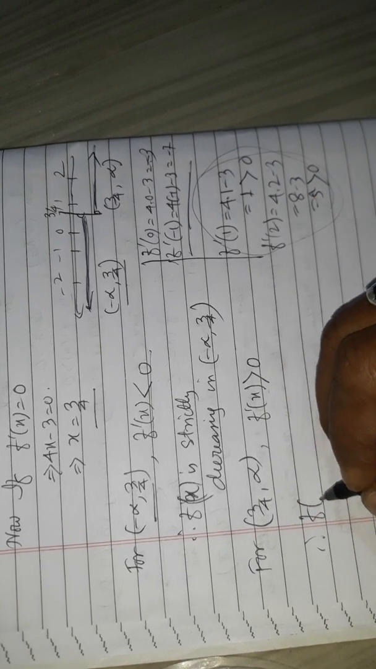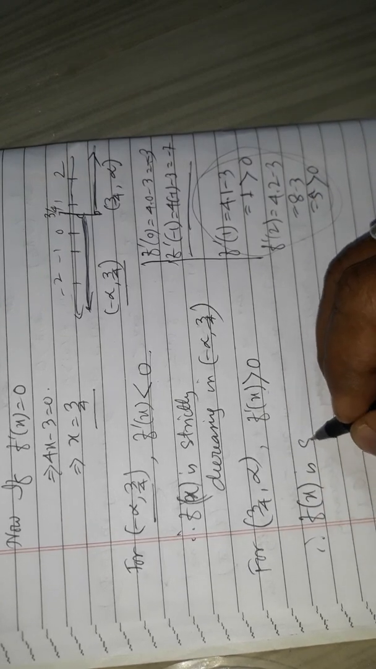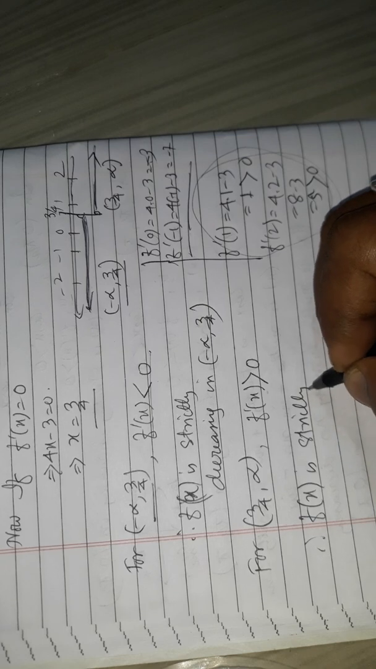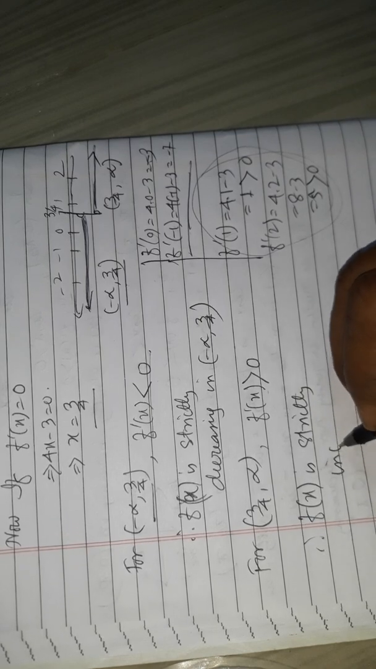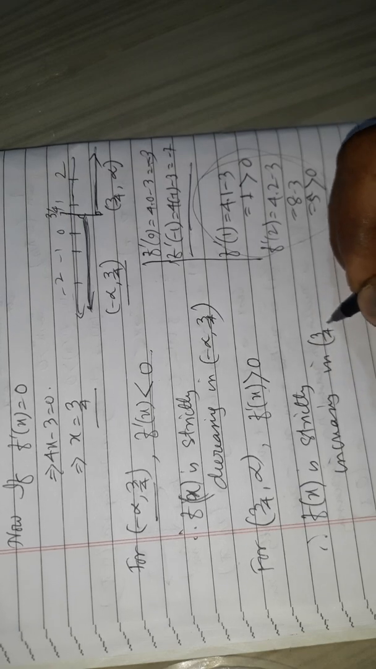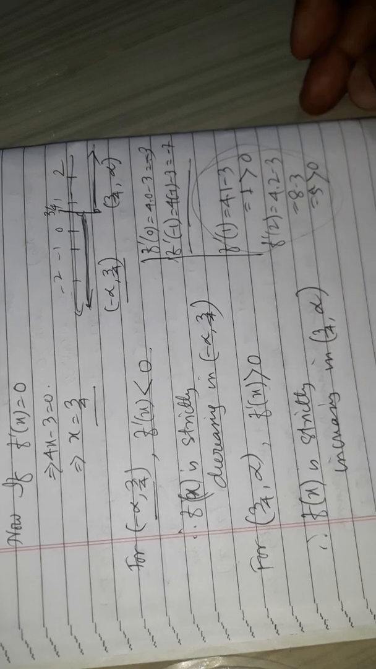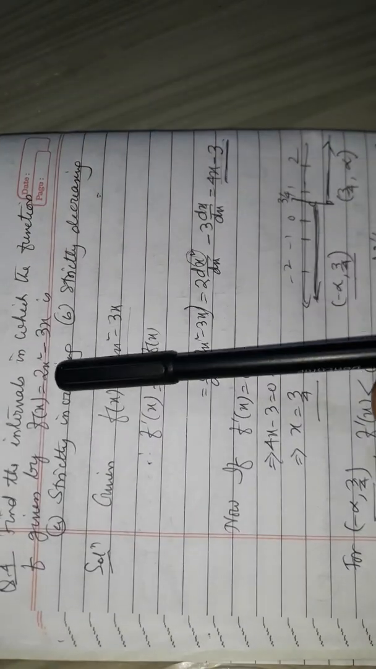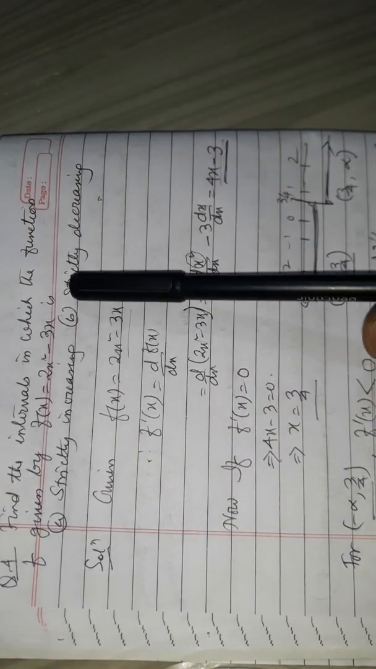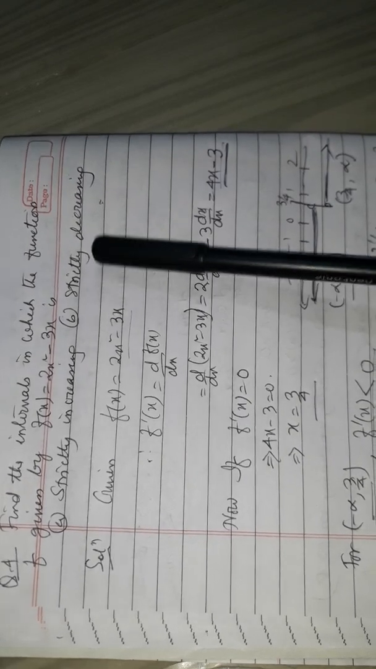Therefore, as f dash x is greater than 0, f x is strictly increasing in 3 by 4 to infinity. So they have asked us to find the intervals in which the given function is strictly increasing and strictly decreasing.